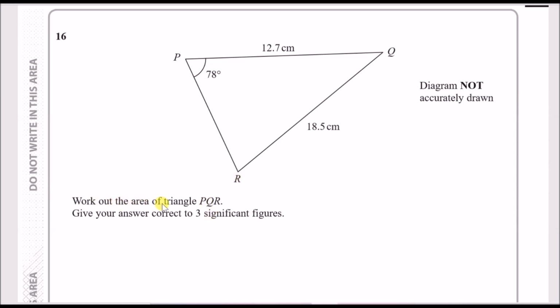All right, number 16. Work out the area of triangle PQR. Okay, so clear and objective. Let's do it. Now, to work out the area of any triangle, well, there's always one formula which we know, which is half times base times height.